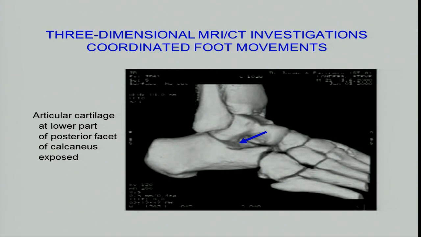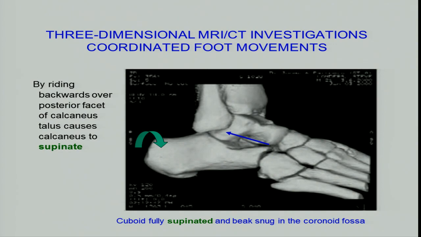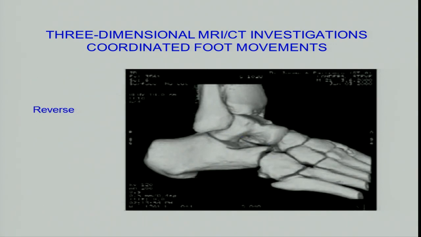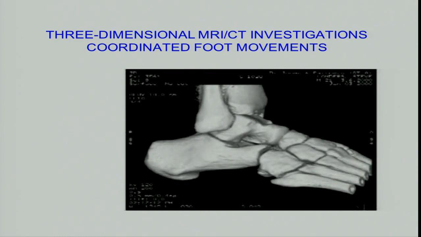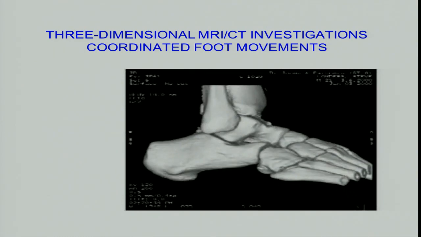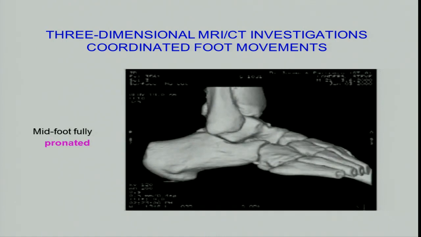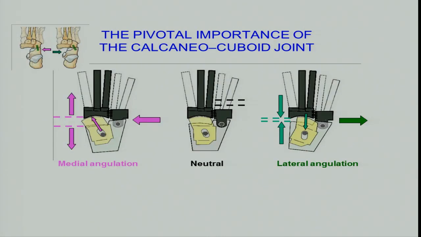And there, the anterior part of the articular surface of the posterior joint of the calcaneal side is exposed anteriorly because the talar joint has moved backwards. Again, is that clear? And of course the cuboid beak is snugly in its fossa. So we reverse, and the talus slides forwards, and it internally rotates faster than the calcaneus.